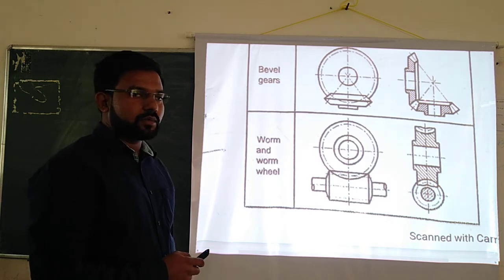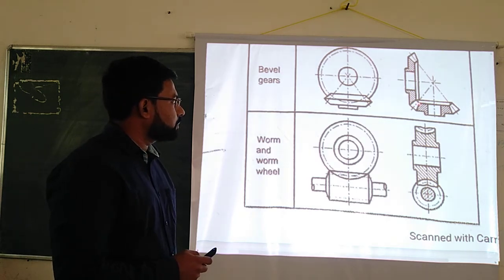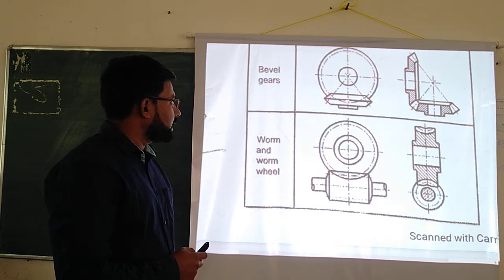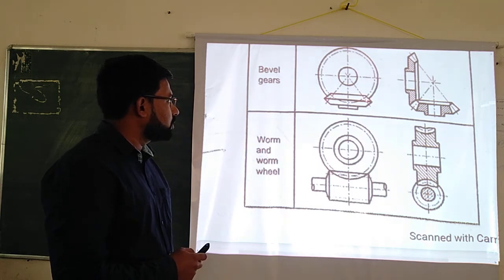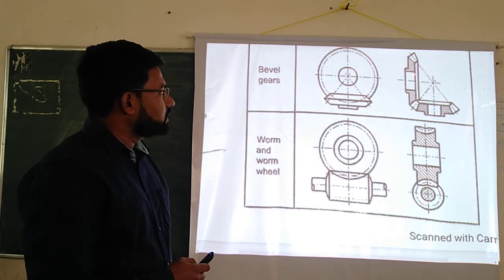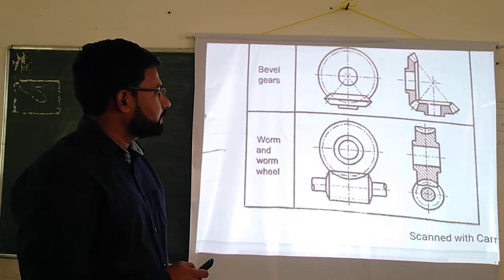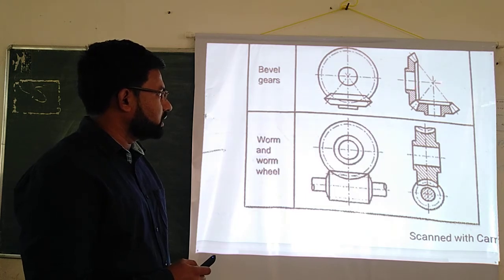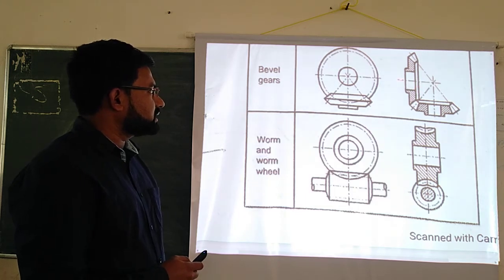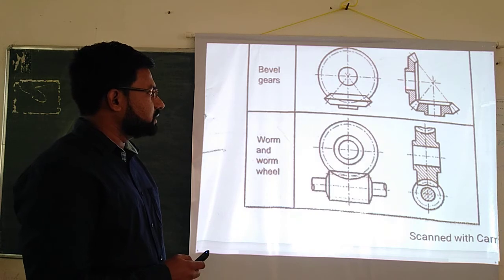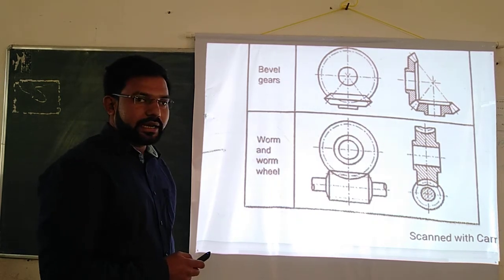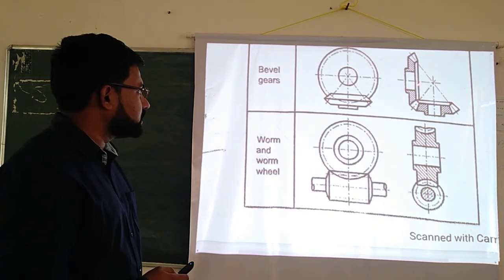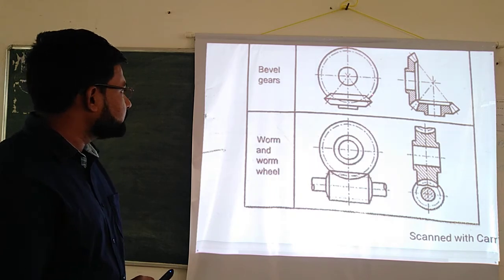So the shape of bevel gear is in the form of a frustum of a cone. If you observe this shape, the bevel gear is like a frustum of a cone. On this frustum of a cone, the number of teeth are provided, and these two frustums of cone will be meshing with each other. So the power is transmitted from one shaft to another shaft, and these two shafts will be at 90 degrees or perpendicular to each other. So this is the bevel gear.